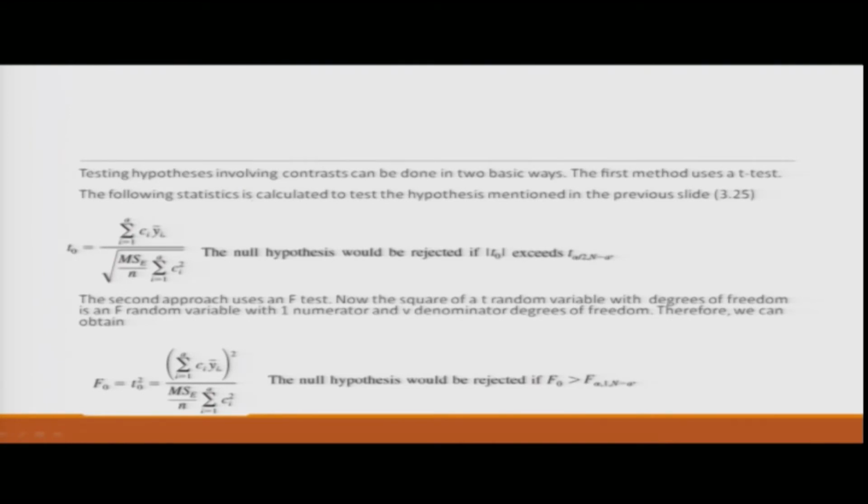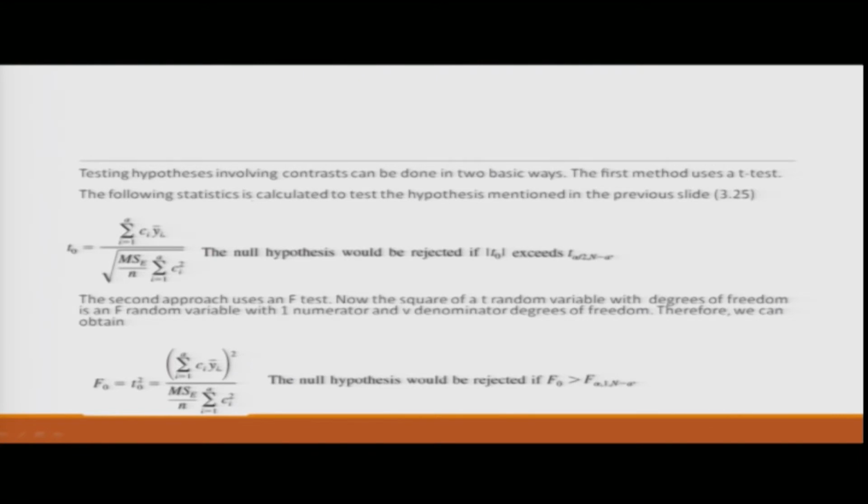Now, testing the hypothesis involving contrast can be done in two basic ways. The first method uses a t-test. The following statistic is calculated to test the hypothesis mentioned in the previous slide. T naught, the test statistic under the null hypothesis, is equal to the summation of Ci into y bar i, because mu's have to be replaced by the corresponding best estimate, mu hat, which is equal to y bar, and the test statistic would be divided by its standard deviation.